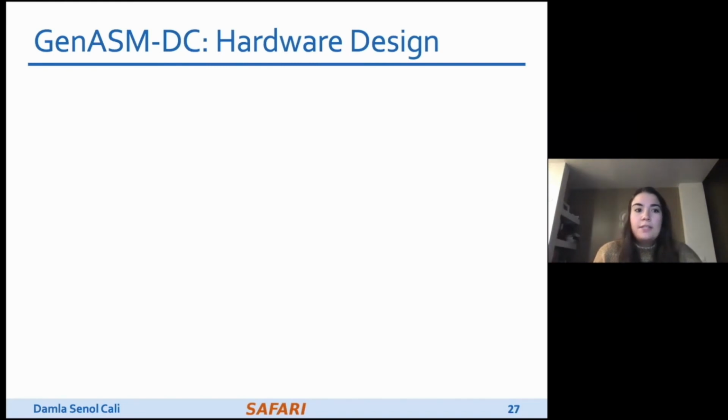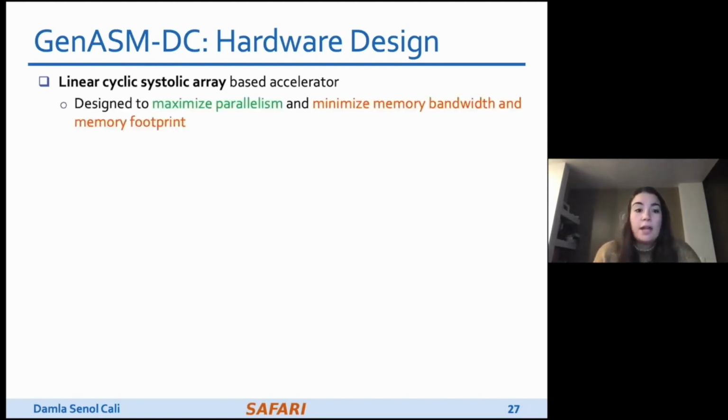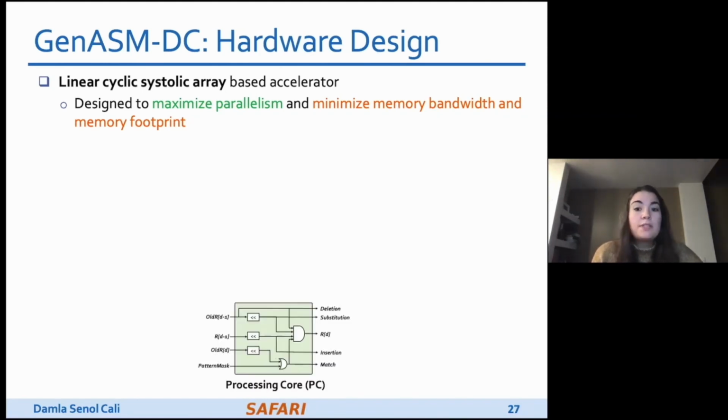Let's look at GenASM-DC's hardware design. We implement it as a linear cyclic systolic array-based accelerator using small and very simple logic components, and this design helps us to maximize parallelism and minimize memory bandwidth and footprint. The processing core is the basic compute component, which computes the intermediate bit vectors, those 4 of them, along with the R bit vector, which is the say, the saddest bit vector.